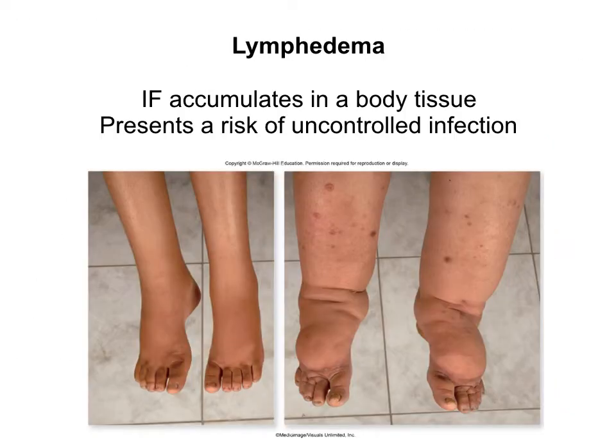Now, before we go forward, I did want to mention lymphedema. Lymphedema is a special type of edema, so that tissue fluid swelling, resulting from issues with your lymphatic drainage. So for some reason, potentially due to a blockage in one of your lymphatic vessels, your interstitial fluid begins to accumulate. Now, this particular type of edema is very serious because you run the risk of having uncontrolled infection.